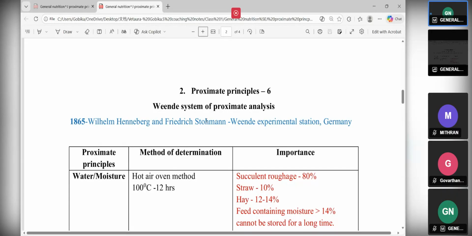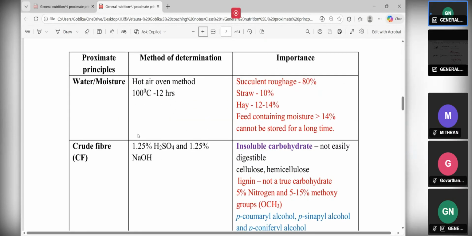It is also previously asked: they will ask whether the proximate system of analysis is named after a scientist or a location. So we should be clear that Weende is a location where it was discovered. The scientists who discovered it were Wilhelm Henneberg and Friedrich Stohmann. In the year 1865, they came to know about this system of analysis, and they compiled those six parameters in one system of analysis. It is called the proximate principles. We know that six components form the proximate principles.